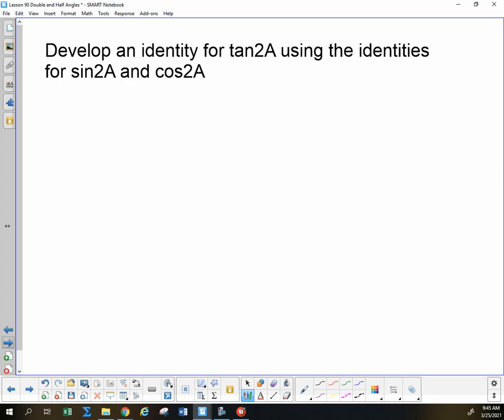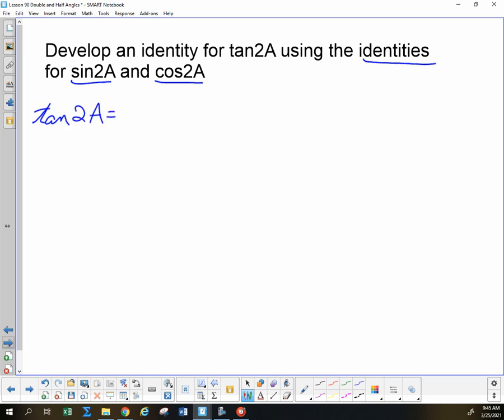Okay, let's go ahead and talk about tangent of 2a. And I'm going to derive this two ways. This one was specific, so I really have to follow the directions. This says I have to do it with sine of 2a and cosine 2a, with the identities, meaning those two identities that we just did. So I will follow directions.